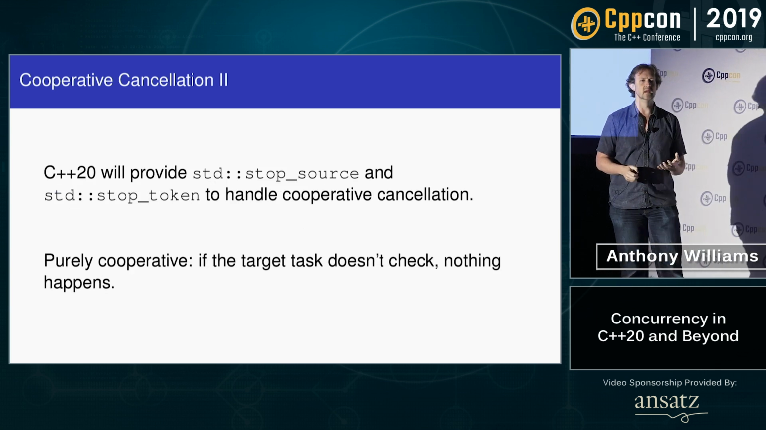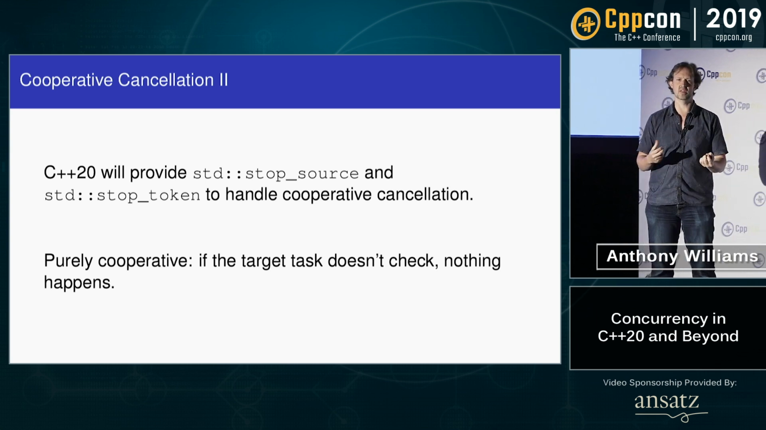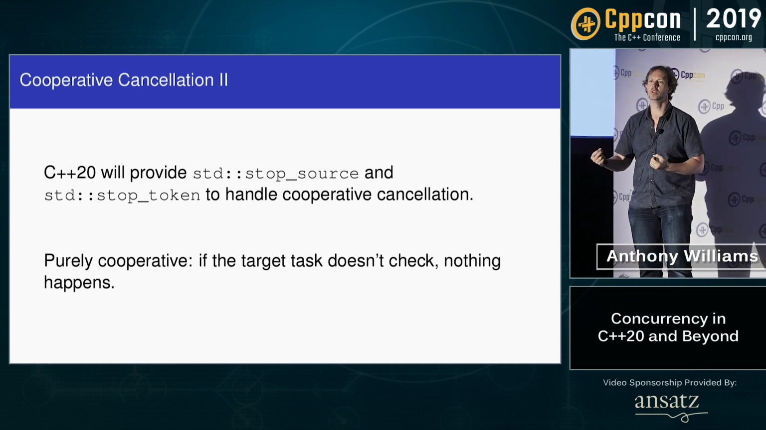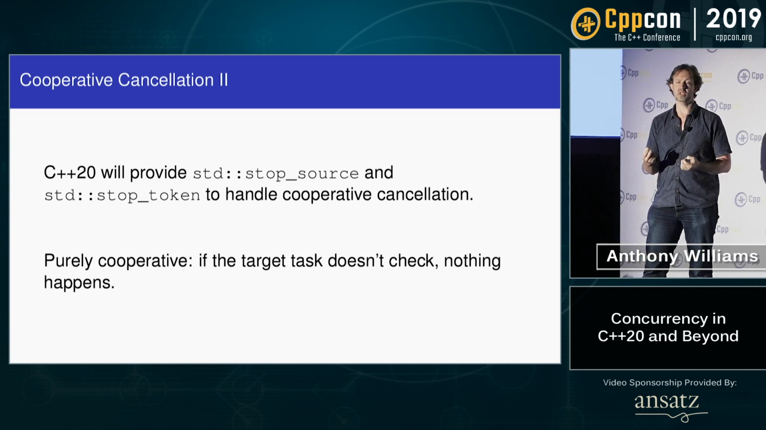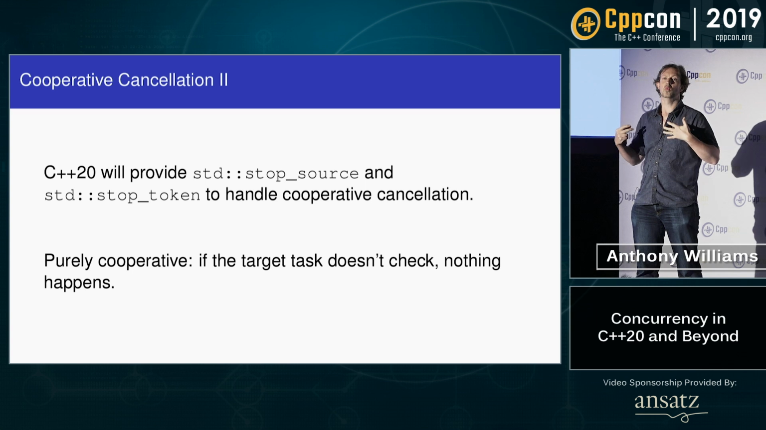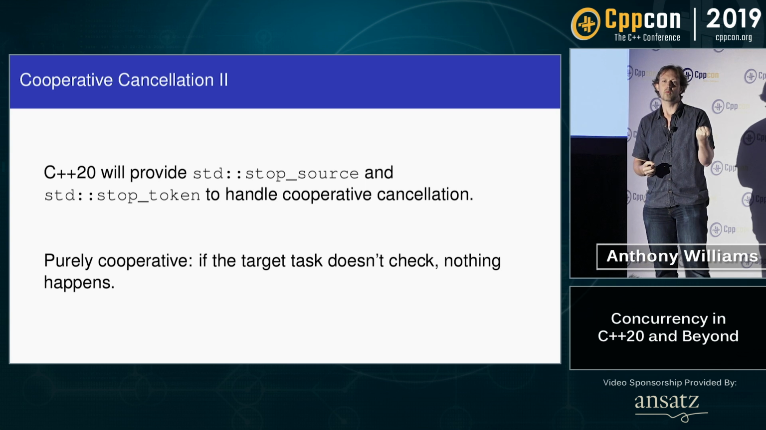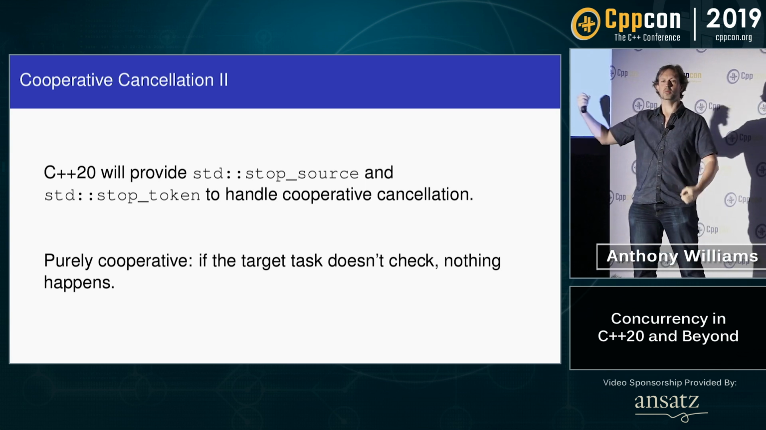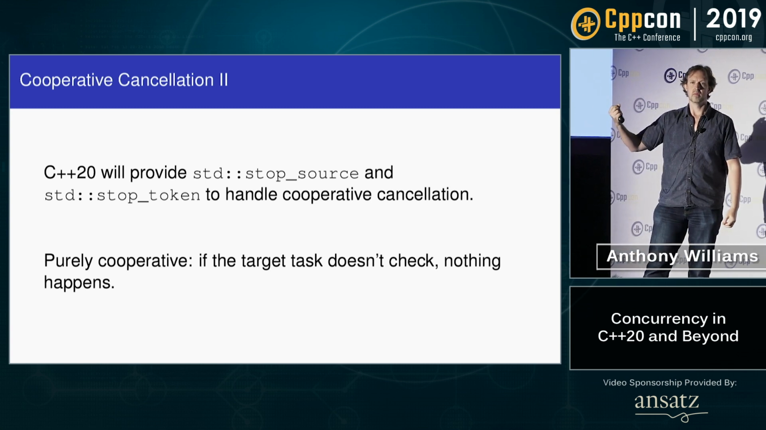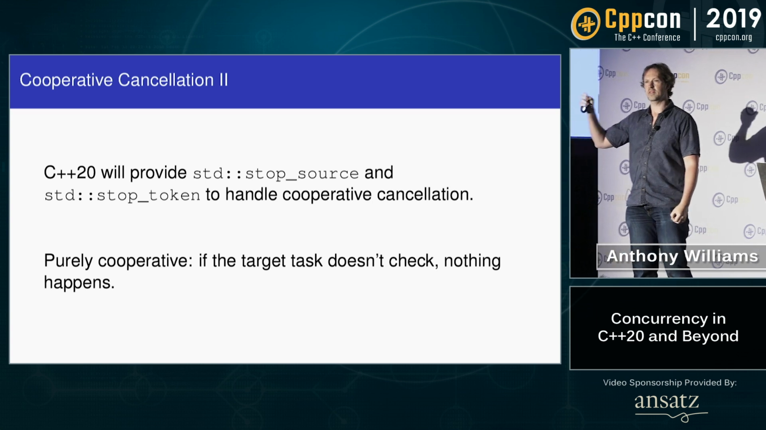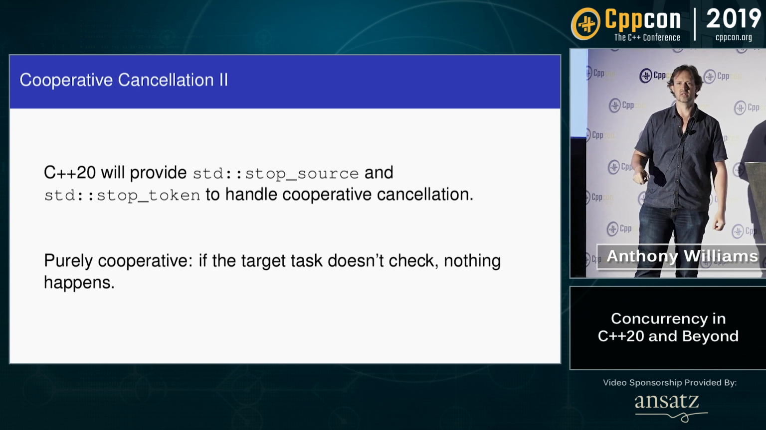In C++20, we have this pair of new classes that work to provide us this feature. We have a stop source and a stop token. Unsurprisingly, if you have a stop source, you can actually request that your background operation stop. And then the background operation itself will hold a stop token, which it can then query to see, has somebody asked me to stop now? And this is purely cooperative. If the background task doesn't check its token, it will not be interrupted.